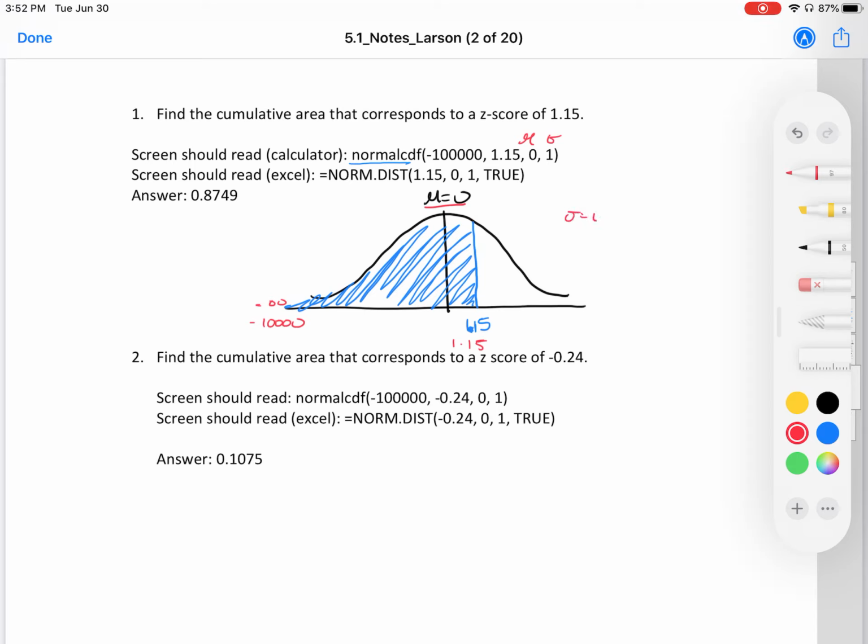For Excel, same idea. But we first want to enter our starting value, the value we want to stop at. So it's 1.15. Our mean is 0. Our standard deviation is 1. And we're working from negative infinity to your stopping point. So therefore, we enter true.